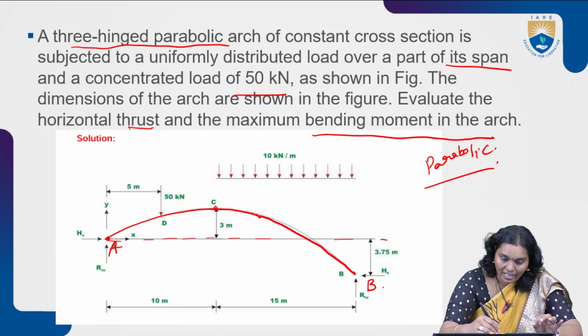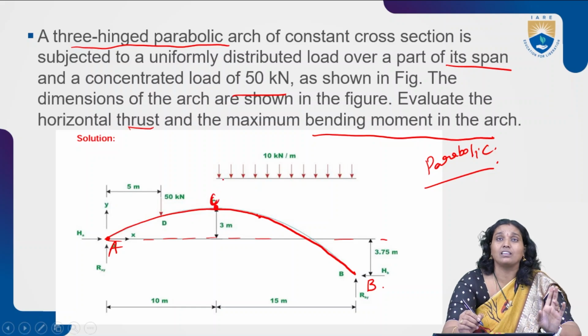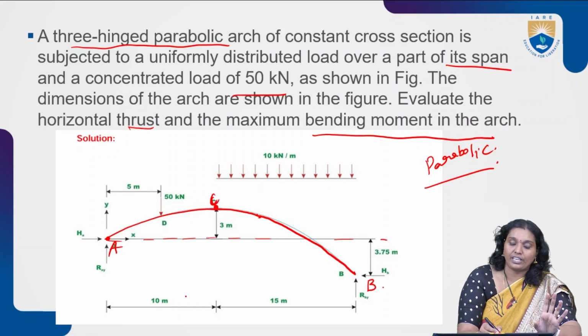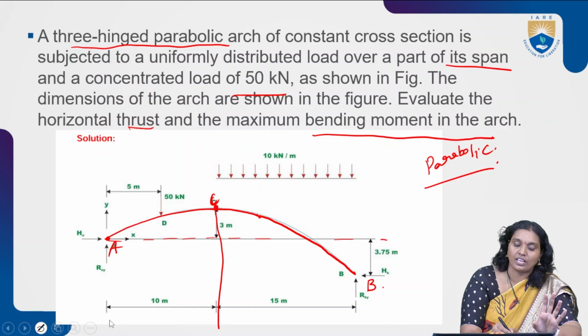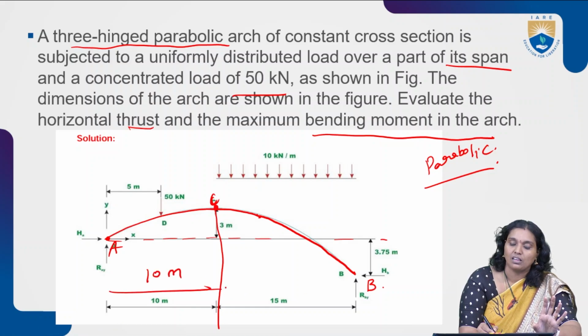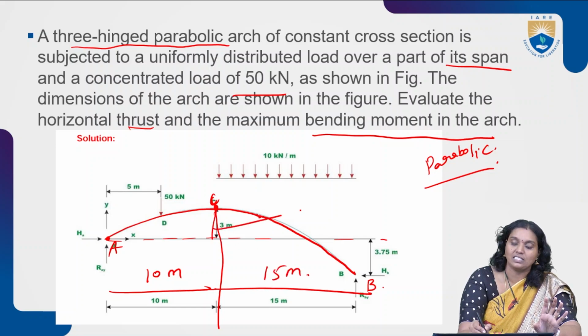The crown C, where we consider the third hinge, is not at the middle point. From A to C is 10 meters, from C to B is 15 meters, and the rise is 3 meters.